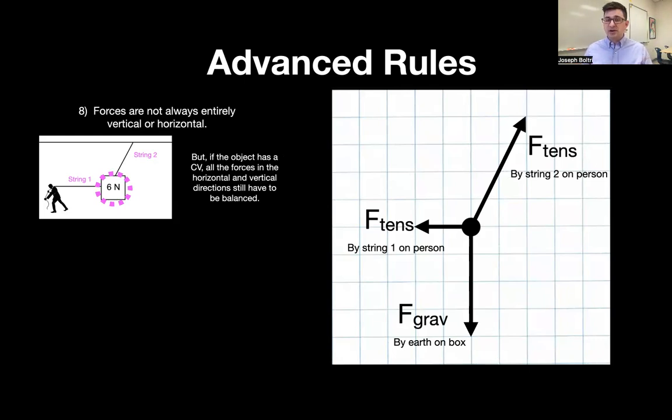So this is still showing an object which has balanced forces, even though one of them is at a diagonal. The diagonal has a horizontal component of 2 squares to the right and a vertical component of 4 squares up. And that's how you can show forces still being balanced, even if one of them is at an angle.